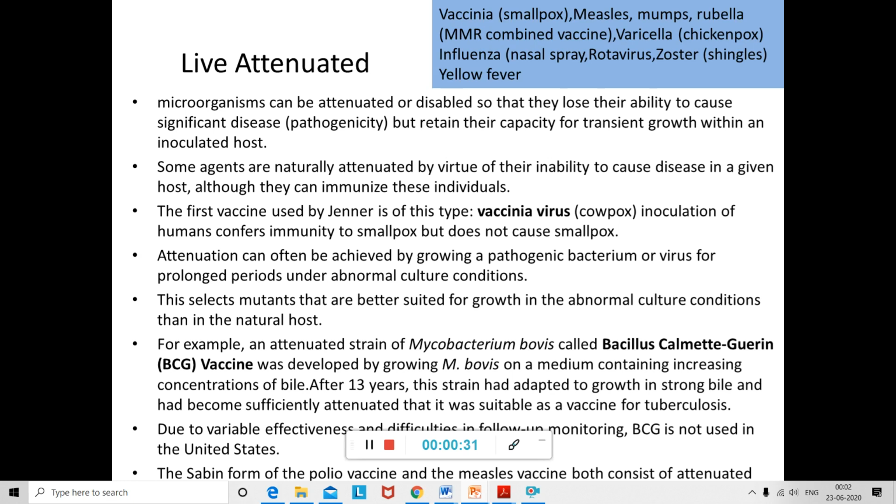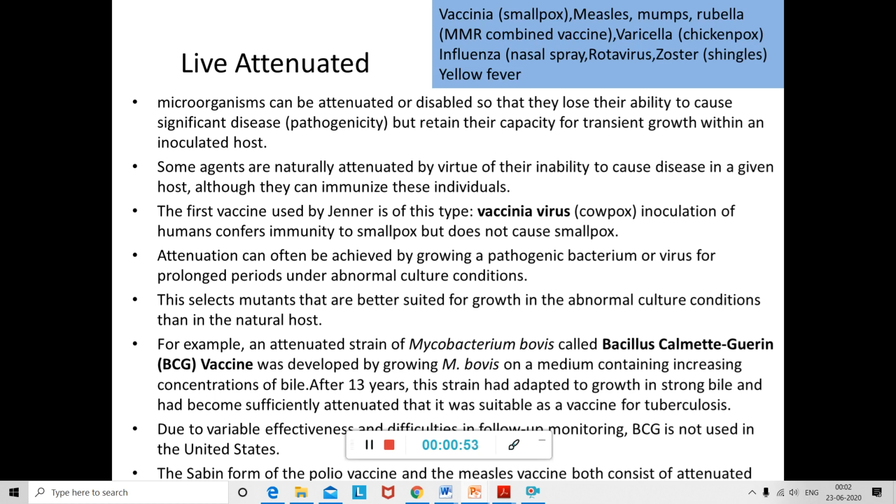Basically, we have seen different types of vaccines: the live attenuated vaccines, the killed vaccines, the toxoid vaccines. Then we had also seen the recombinant vaccines and subunit vaccines in the previous sessions. So let's go into detail into the main vaccines. The first one, live attenuated vaccines.